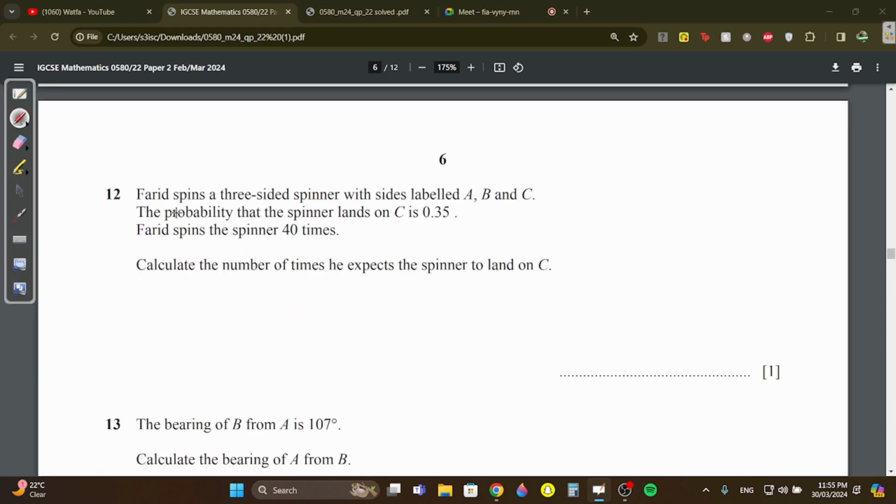Farid spins a three-sided spinner with sides labeled A, B, and C. The probability that the spinner lands on C is 0.35. Farid spins the spinner 40 times. Calculate the number of times he expects the spinner to land on C. The probability of landing on C is 0.35. If you're spinning it 40 times, it will just be 40 times the probability of C, which is 0.35. Where is my calculator? Okay, 40 times 0.35, and you're just going to get 14. So the number of times he expects the spinner to land on C will be 14.